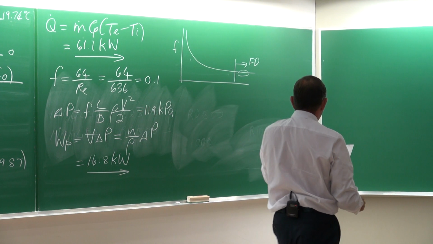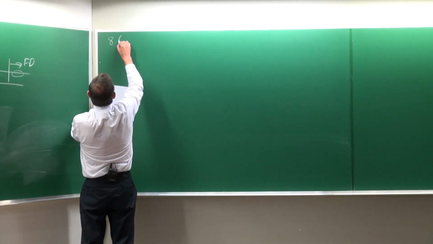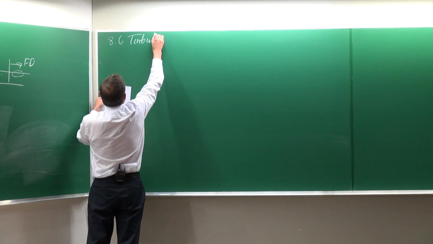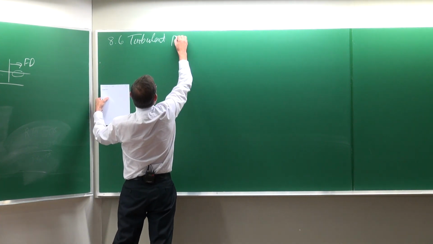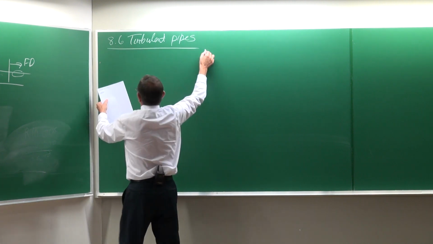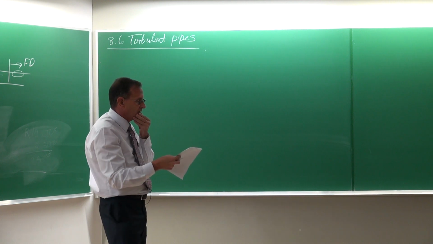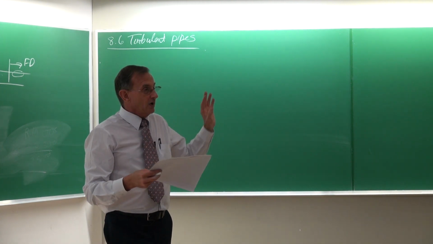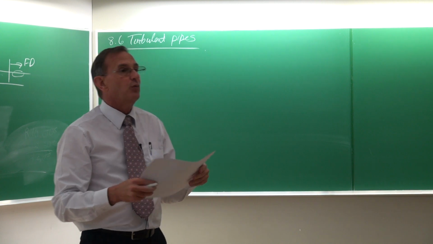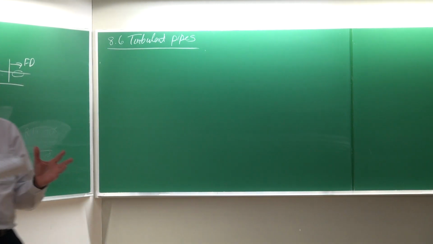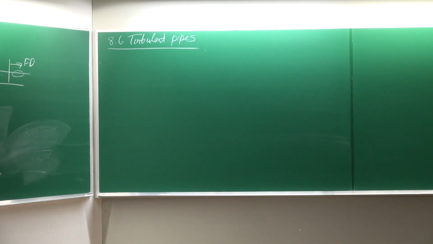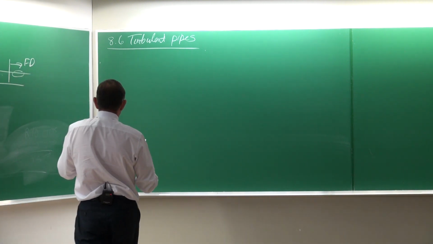Right, now let's go to paragraph 8.6, which is turbulent flow. Turbulent flow in pipes. Now, if you've got your textbook with you, then I would recommend that you keep it open because quite a number of formulas are going to come now. Why? Because tubes are the most important things to be considered, and a lot of work has been done for that.